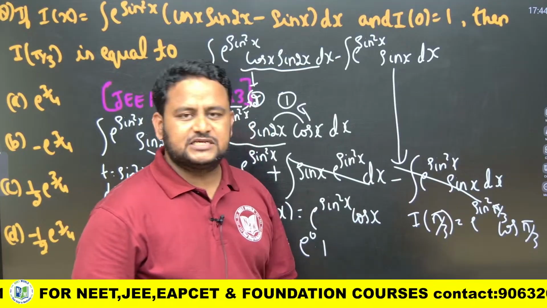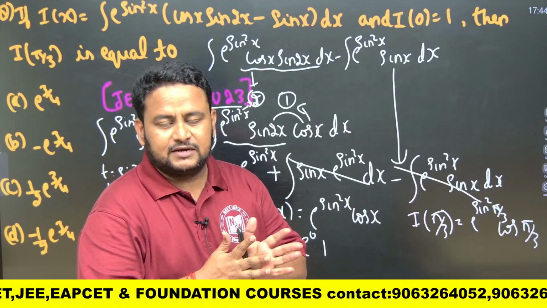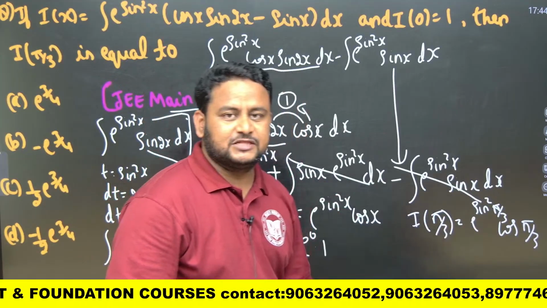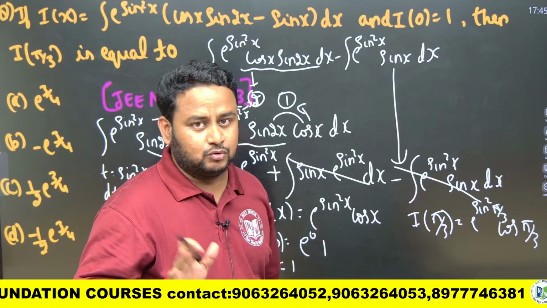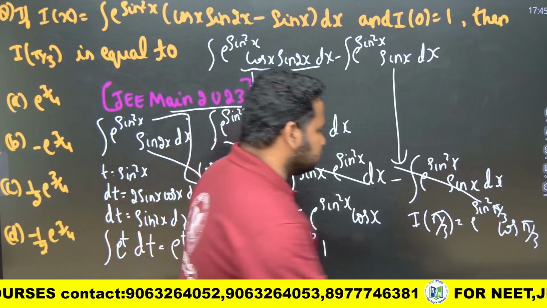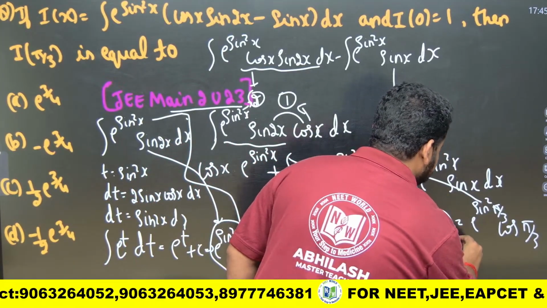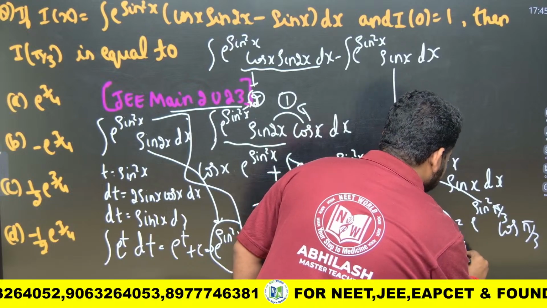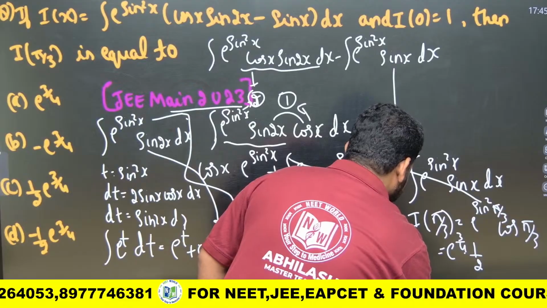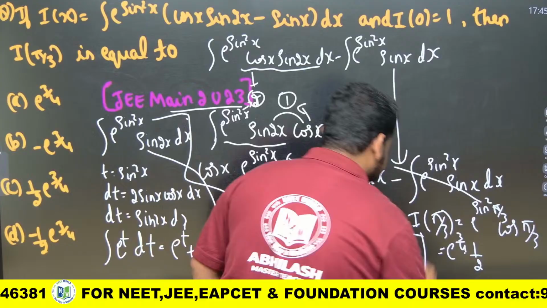So, sin pi by 3 is sin 60, that is root 3 by 2, but root 3 by 2 whole square we have to do because it is sin square. Cos pi by 3 is what? Cos pi by 6 is root 3 by 2, cos pi by 3 is 1 by 2. So, this becomes e power root 3 by 2 whole square, that is 3 by 4, into 1 by 2. The answer will be 1 by 2 e power 3 by 4. This is the final answer we will get.